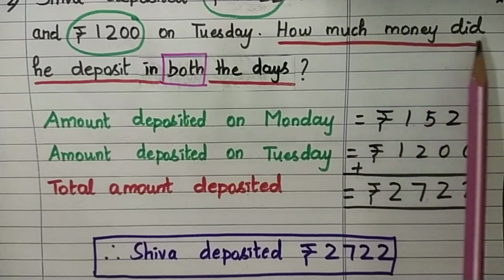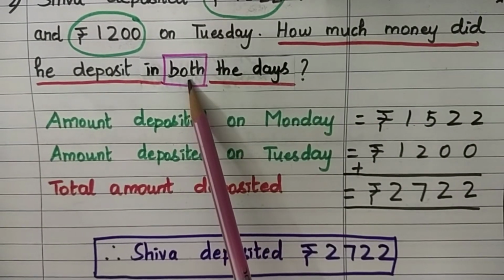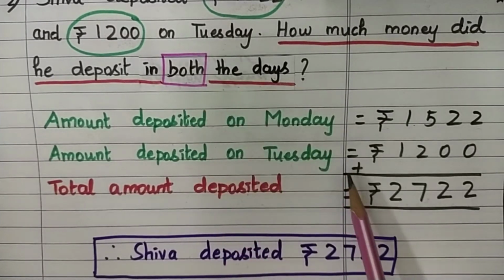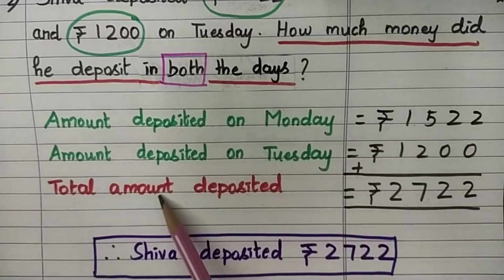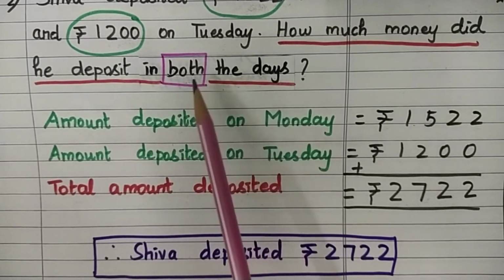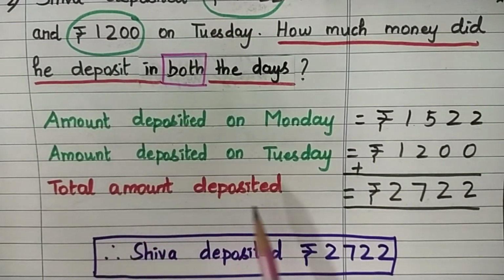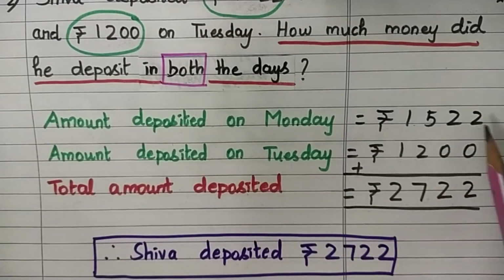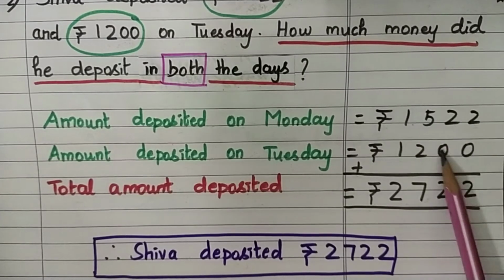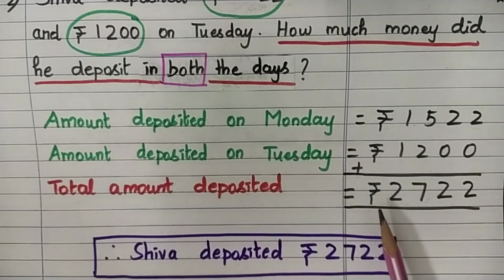How much money did she deposit in both the days? To find both the days, what do we need to do? We need to do addition. How to write an answer statement for this question? It's both the days, so we need to add both the deposited amounts. So total amount deposited. So do the addition. 2 plus 0 gives 2. 2 plus 0 gives 2. 5 plus 2 is 7. 1 plus 1 gives 2. So total amount deposited is rupees 2722.